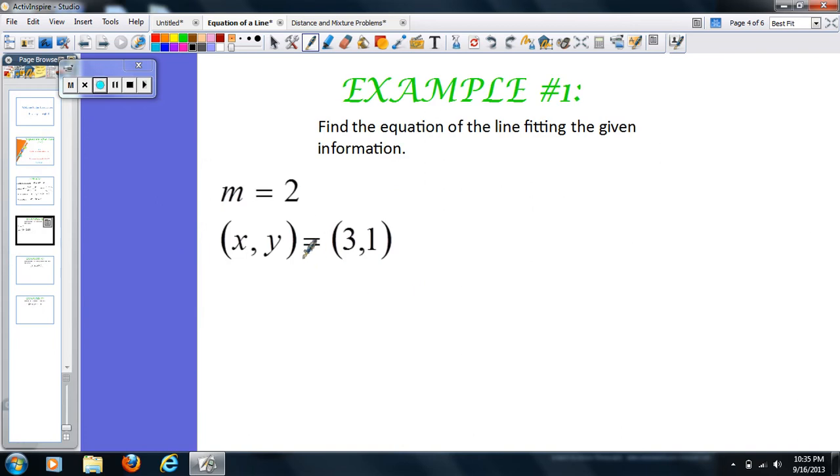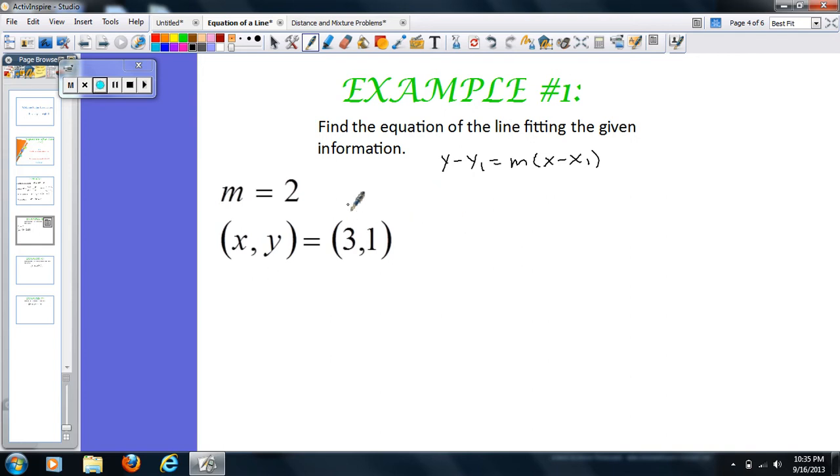Let's go ahead and look at example 1. I want you to find the equation of the line fitting the given information. So I'm giving you the slope equals 2, and I'm giving you 1 point, and that is (x, y) equals (3, 1). So I'm looking for the equation of the line that goes through the point (3, 1) and has a slope of 2. So I'm going to use point slope form, which we said was y minus y1 equals m times x minus x1. And I'll actually show you a second way to be able to do this as well.